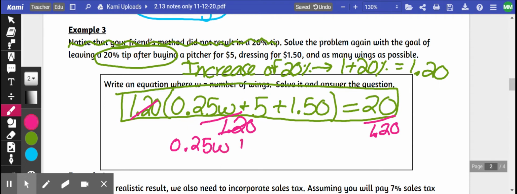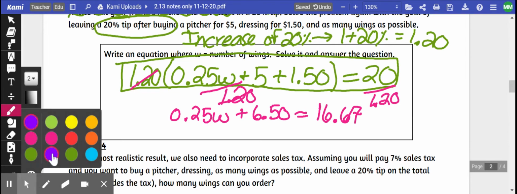0.25W plus 6.50 equals, and if you take 20 divided by 1.2, you get 16.67. We'll just round. It would show up as a 6 repeating in the calculator, but I'm just going to round. We'll still get a close answer.